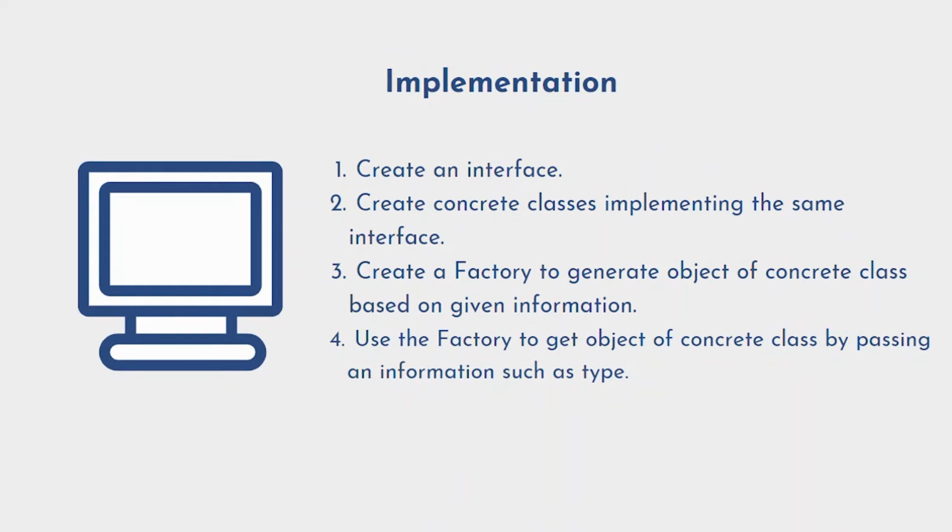Okay, and now we are going to talk about the implementation. When we want to implement the factory method, we need to follow some steps. Number one, we create an interface, and then we create concrete classes implementing the same interface. Then we create a factory to generate objects of the concrete class based on given information. And finally, we use the factory to get objects of concrete classes by passing information such as type.